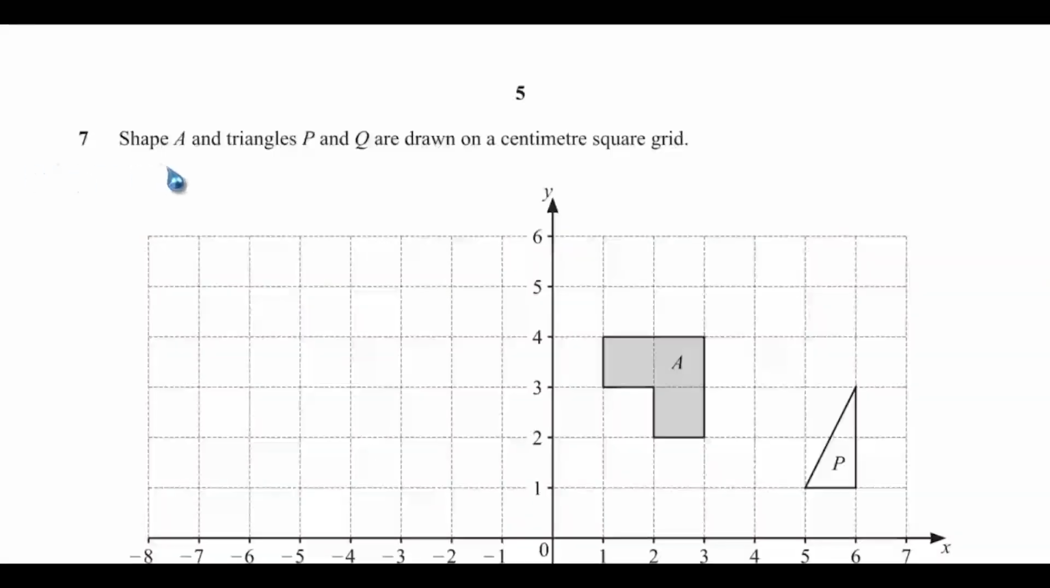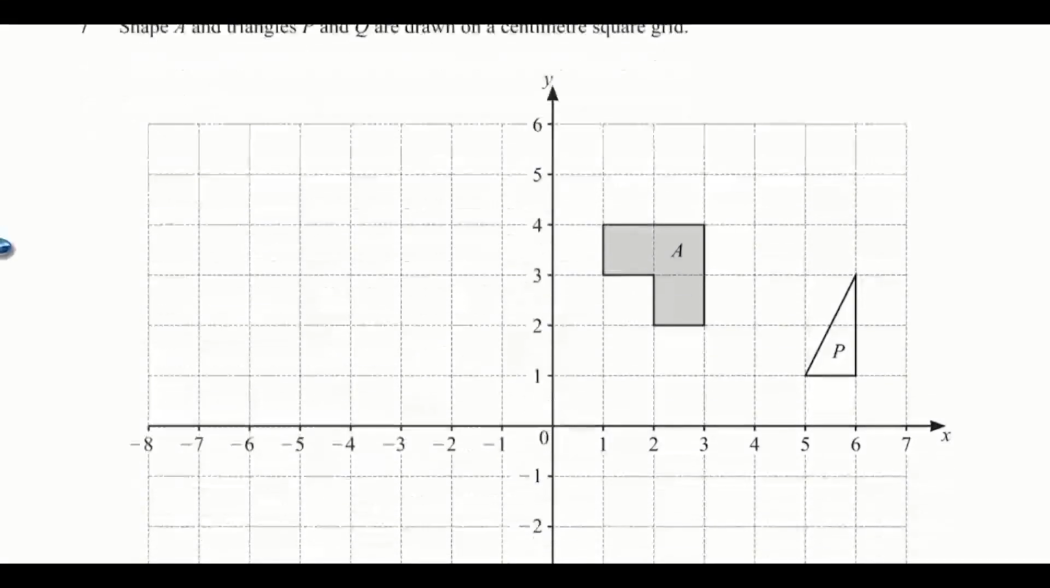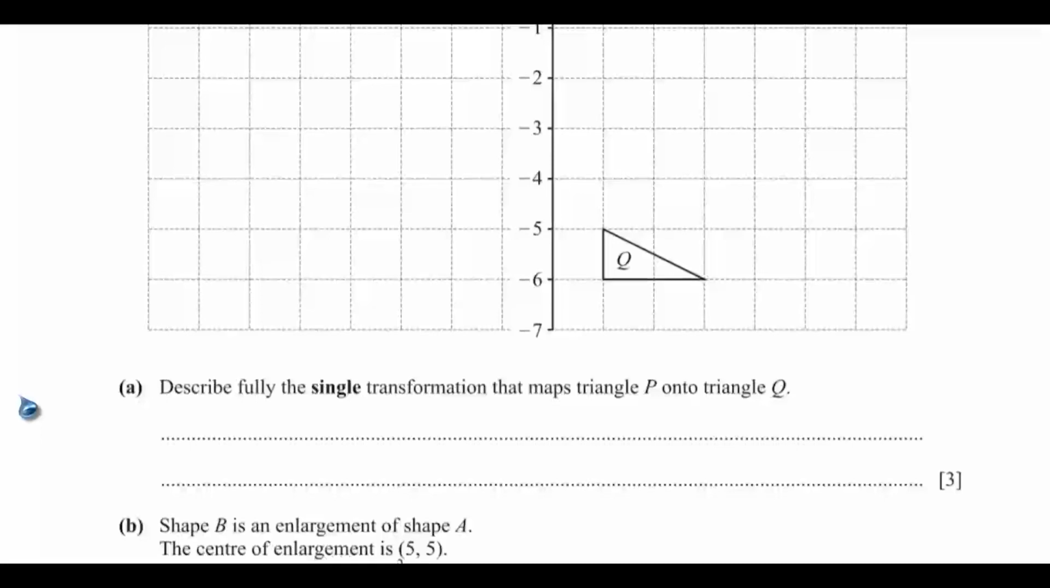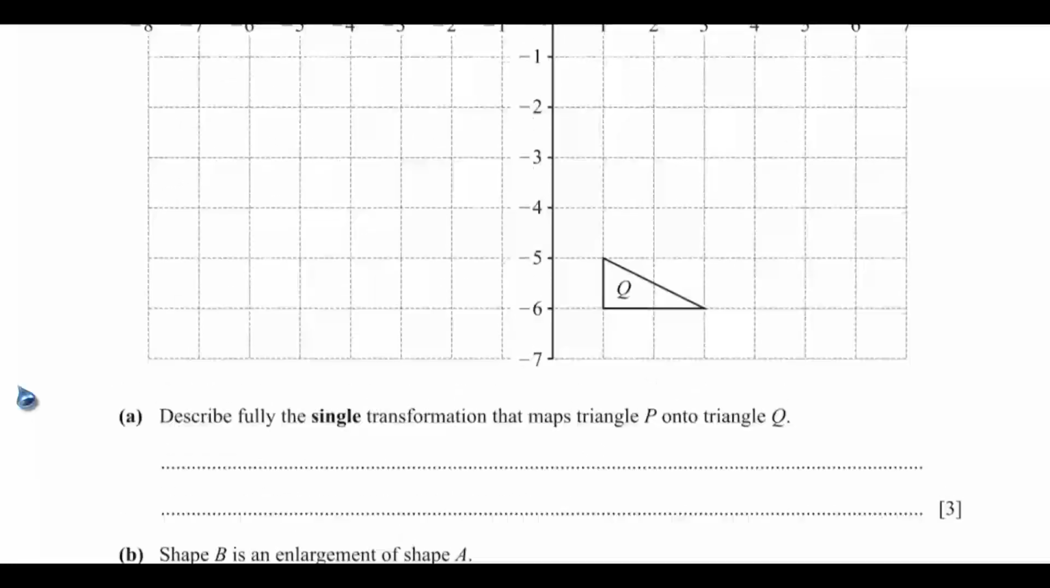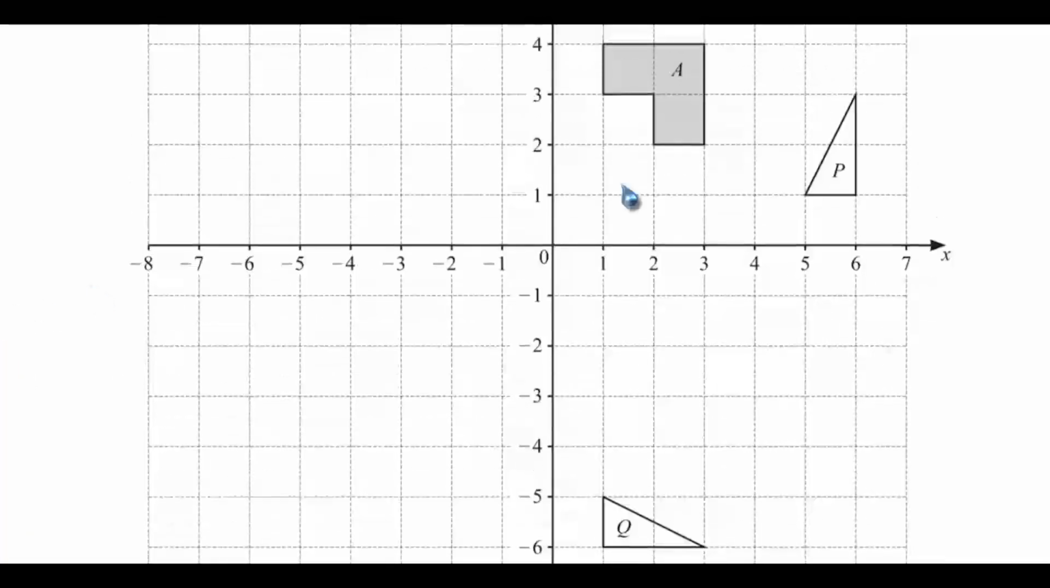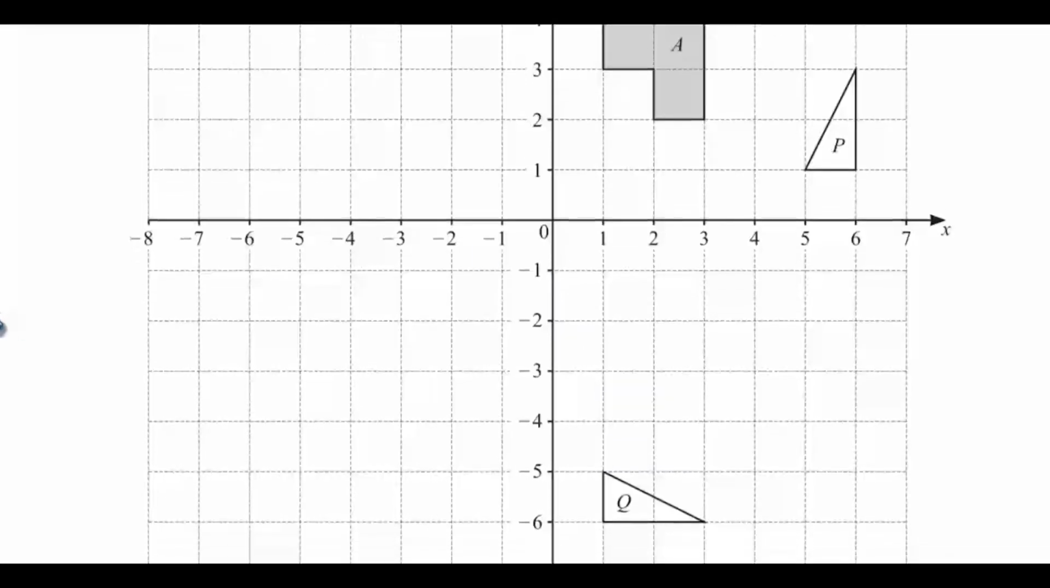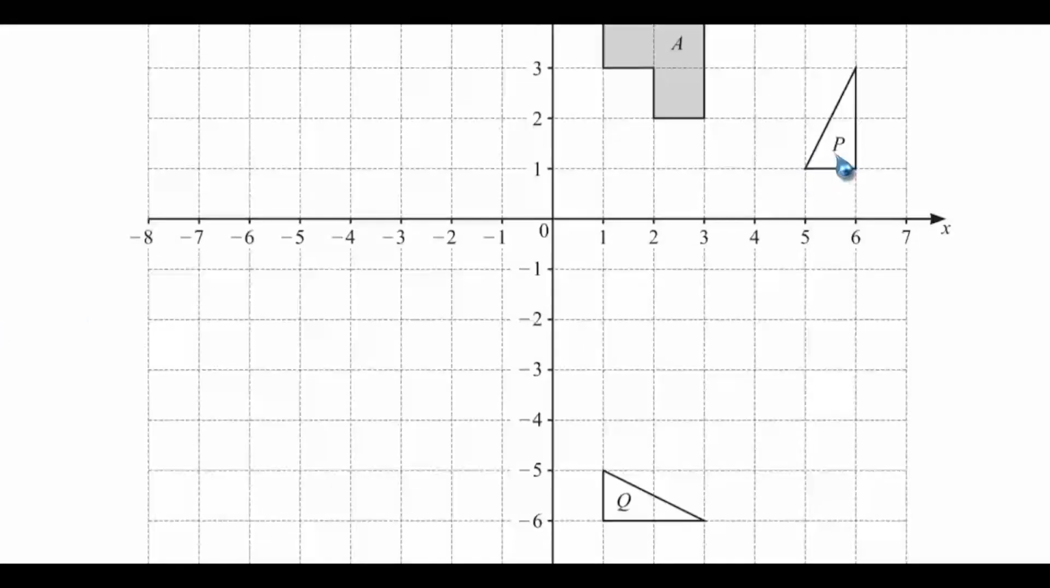Question 7. Shape A and triangles P and Q are drawn on a centimeter square grid. Describe fully the single transformation that maps triangle P onto triangle Q. Okay, that is P onto Q. So the best practice is to label the point, and it will be very easy for you to describe it.